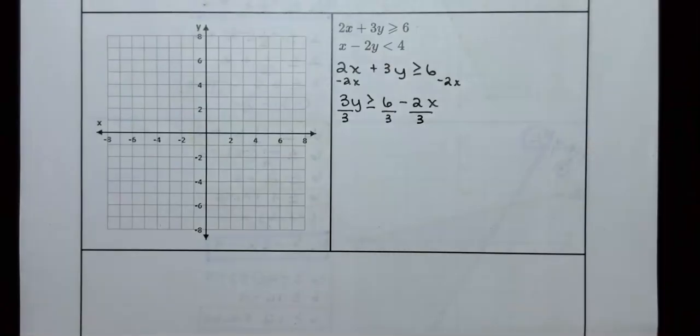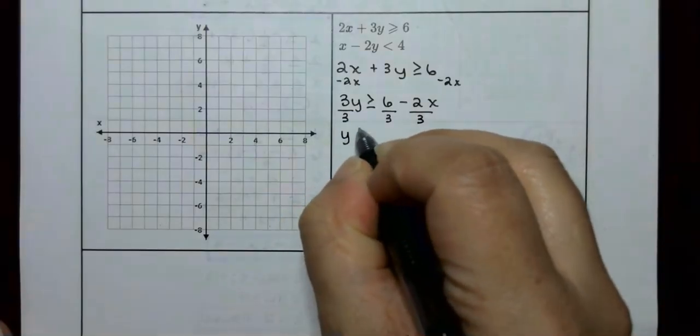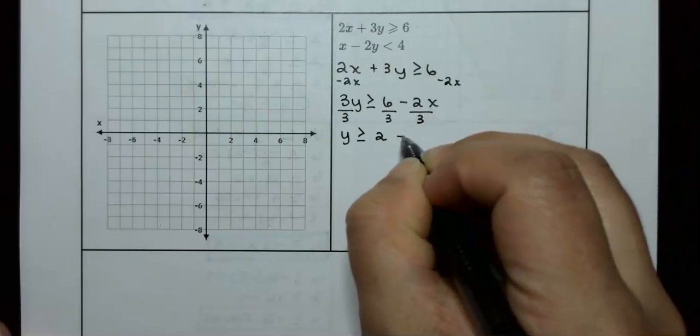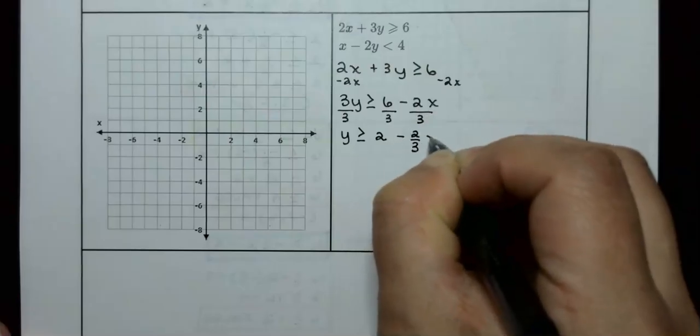Because it's a positive 3, we are not flipping our inequality symbol. It's going to stay the same. So we have y is greater than or equal to 2. This will not simplify, so we'll leave it as 2 over 3x.